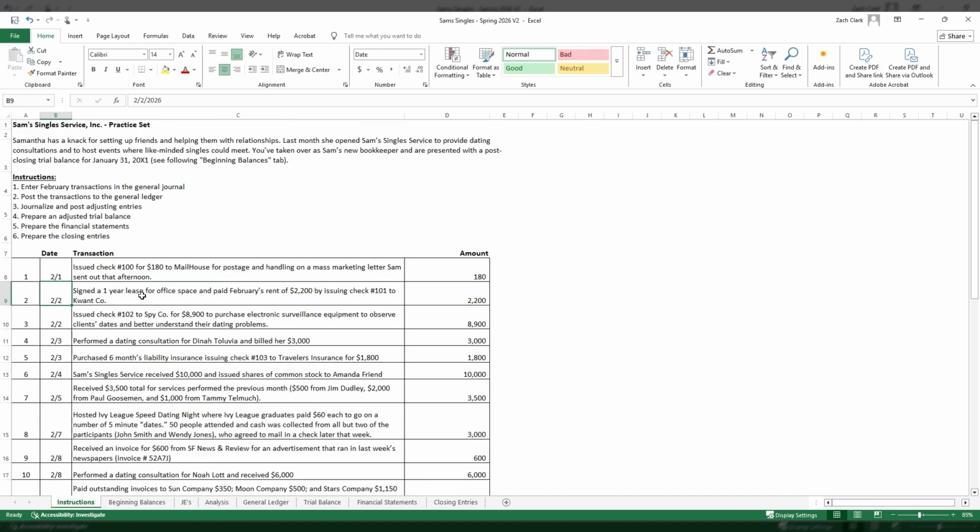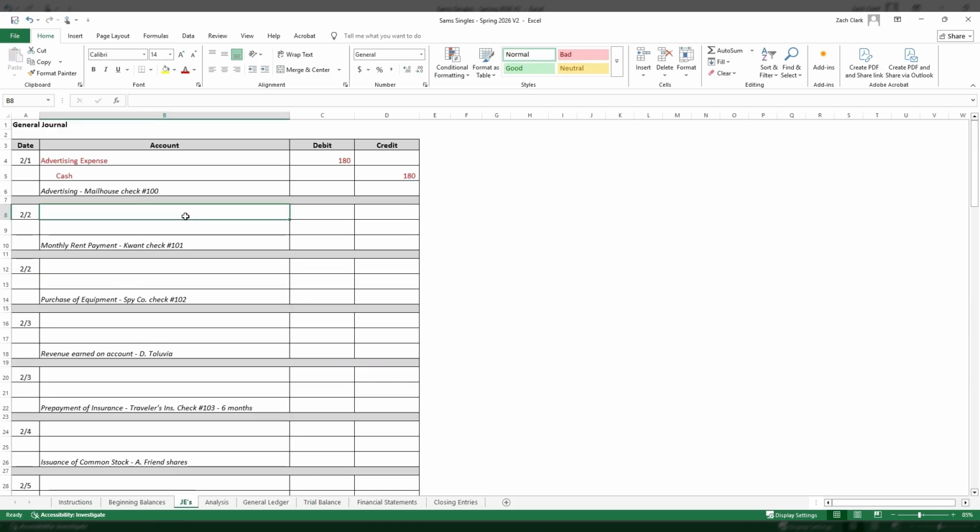February 2nd here, we signed a 1-year lease for office space, and we paid February's rent of $2,200. So $2,200. This one's a little tricky. You have to make sure you read this one, because it could lead you astray. If you see the fact that we signed a 1-year lease, you might assume that we're making a payment for the full year. But then the instructions go on to tell us that we are paying February's rent only, so just the rent for this month of $2,200.